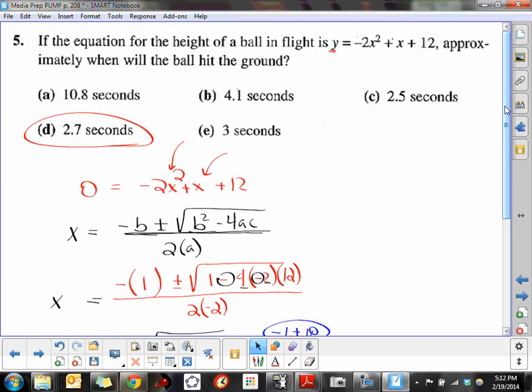So this one wouldn't have worked very well to try to factor, so I used the quadratic formula to help solve this equation.